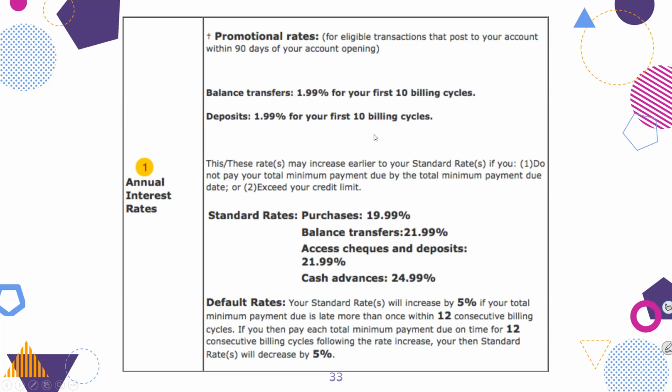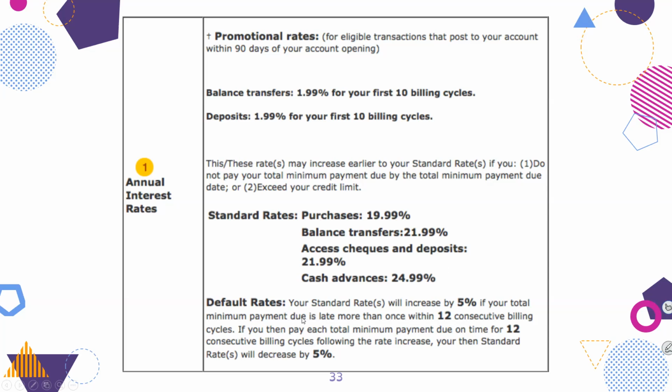So it says that these rates are only applicable if you follow all the rules, basically. Then your standard rates are for purchases, 19.99%, for balance transfers, 21.99%, for access checks and deposits, 21.99%, and cash advances, 24.99%. So like I told you, cash advances are a higher percentage rate.